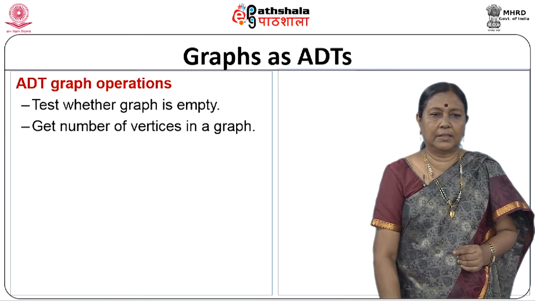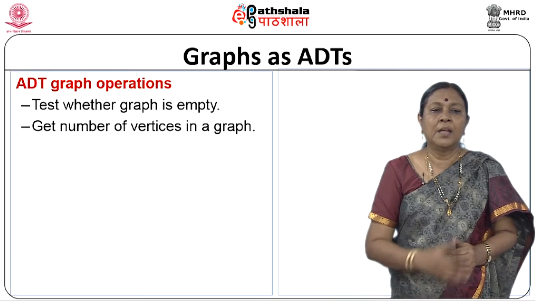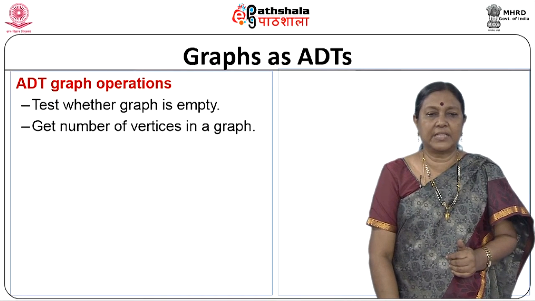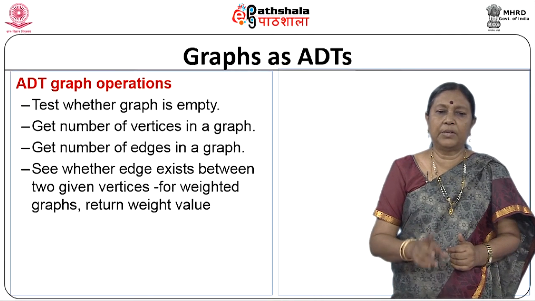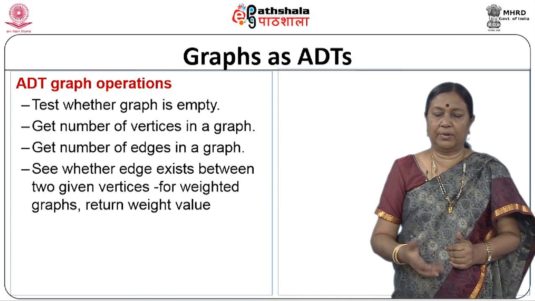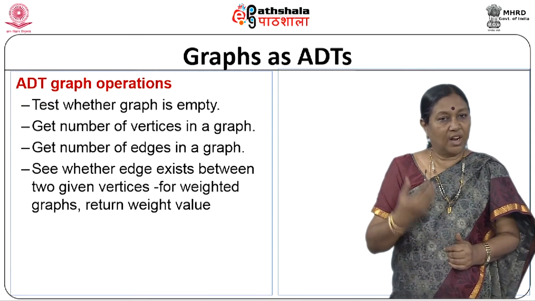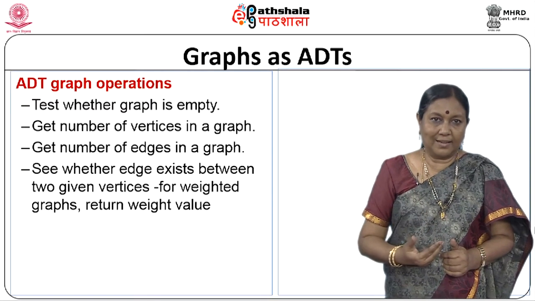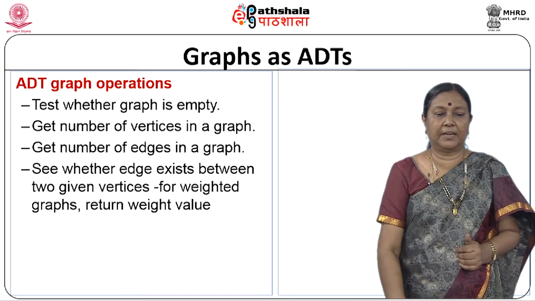So, we will just again go through what there can be. ADT graph operations: first, test whether the graph is empty; get the number of vertices in a graph; get the number of edges in a graph; see whether an edge exists between two given vertices. For weighted graphs, you will have to return the weight value, depending on whether the graph ADT you define is a weighted graph or not. If it is not a weighted graph, you will just say the edge exists or not. If it is a weighted graph, you will also output the weight associated with that particular edge.